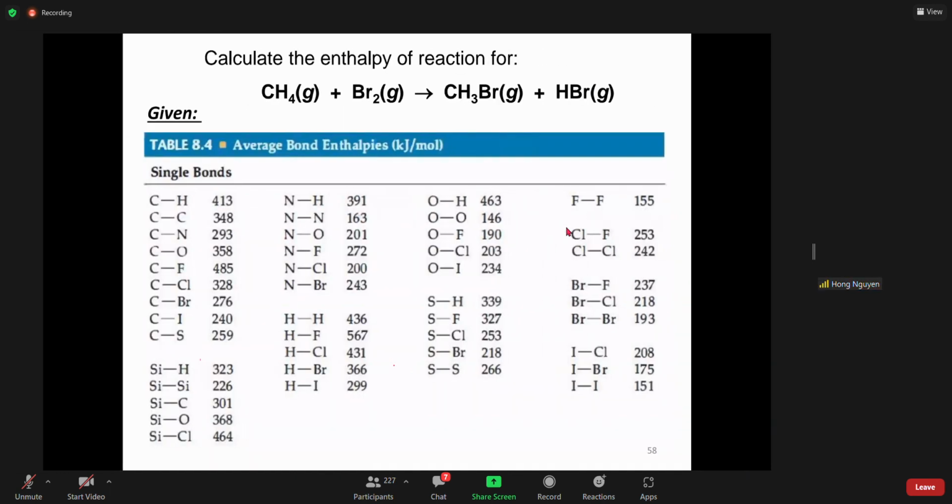So now, can you try to calculate the enthalpy of this reaction based on the data I provide in this table? Can you work on this in about, let's say, 3 minutes, please?